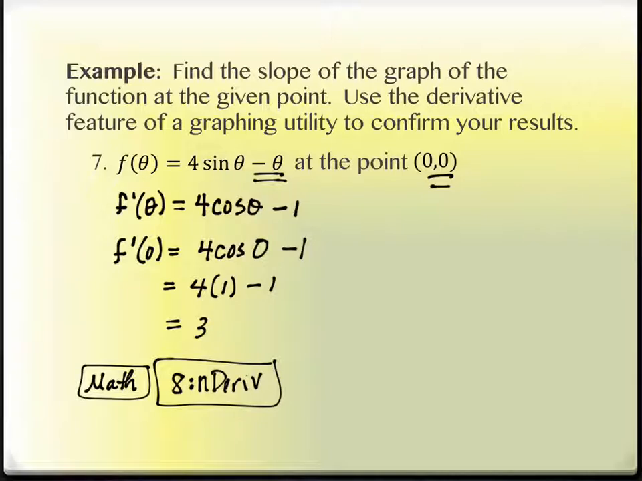And then go into y equals and put in the original function we began with, which was 4 sine theta minus theta, but you just put in as 4 sine of x minus x. So this is what goes into y1, like that. Everybody to there?